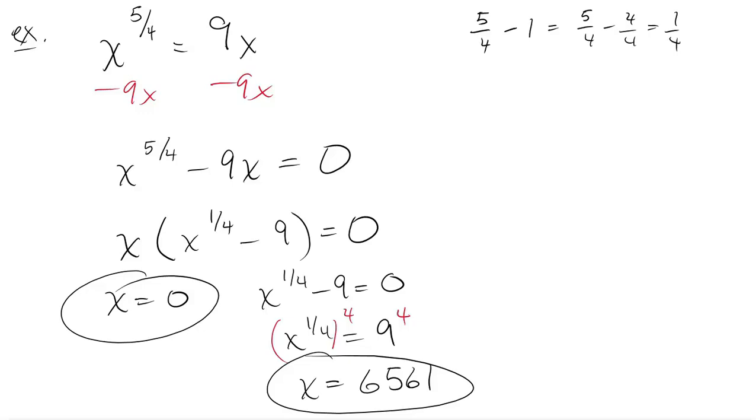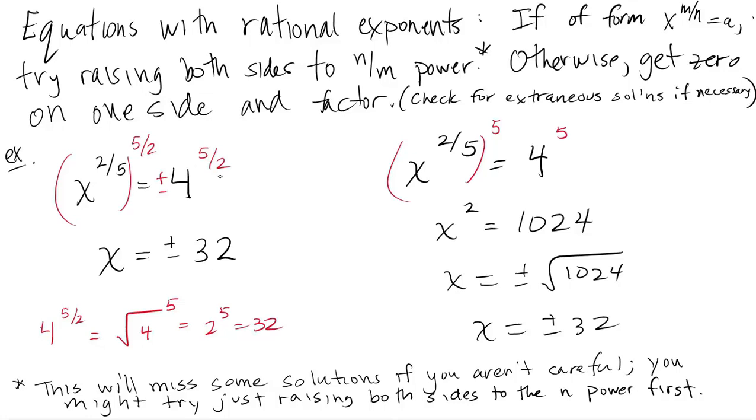So again, if you have multiple variable terms, get all the variable terms to one side, try factoring so you can apply the zero factor theorem. If you have an expression with a fractional exponent set equal to a number, raise both sides to the reciprocal power and then be careful. Sometimes you have to consider cases, like we did here when the denominator was an even number. Sometimes you have to worry about extraneous solutions.